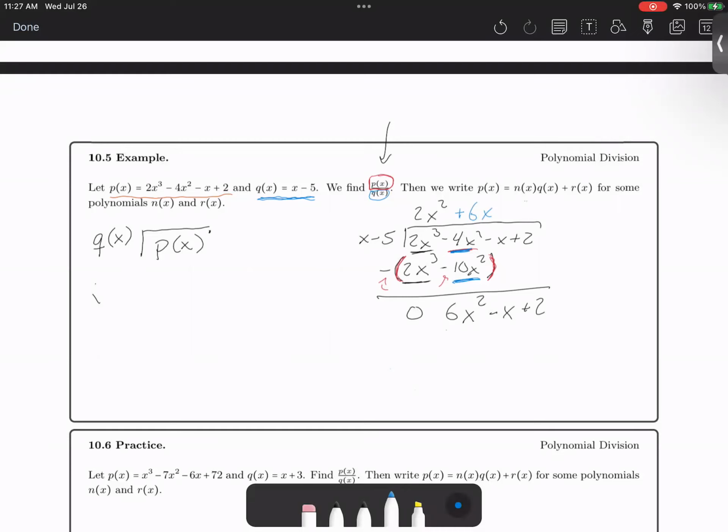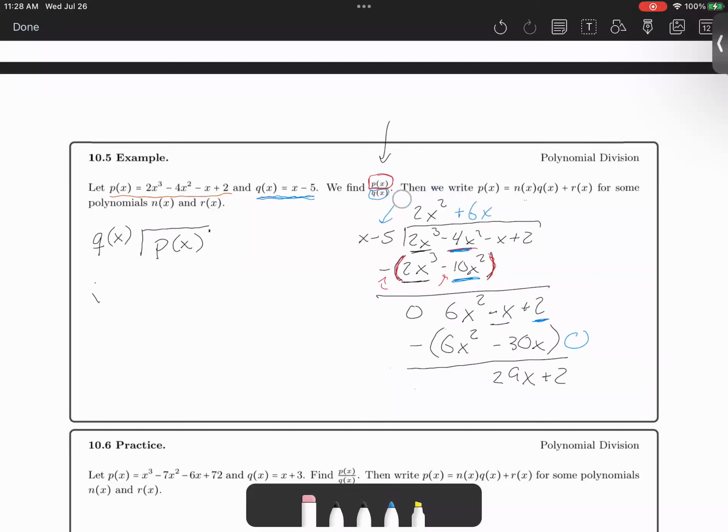And again, we do this backwards. So 6x times x minus 5 is going to give you a 6x squared minus a 30x. Wrap that in parentheses because you want to subtract the entire thing. Now 6x squared minus 6x squared gives you 0x squareds. How many x's do you have? Minus x, but then plus 30 of them. So 29 x's. And then how many constants do you have? You've got plus 2 minus nothing. So you still have plus 2.